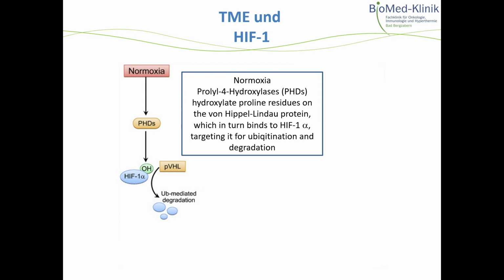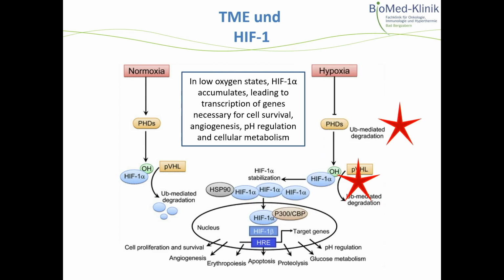So in normoxia, the prolyl 4-hydroxylases, PHDs, hydroxylate proline residues on HIF-1 alpha, which is then bound by the von Hippel-Lindau protein, targeting it for ubiquitination and degradation. Ubiquitination and degradation is very common in the cell, which means get rid of something you don't want to have. In tumor cells, in hypoxia, the PHDs are blocked. So the HIF-1 alpha stabilizes, and we get cell proliferation and survival, angiogenesis, erythropoiesis, apoptosis, proteolysis. So this is the status the tumor is in.